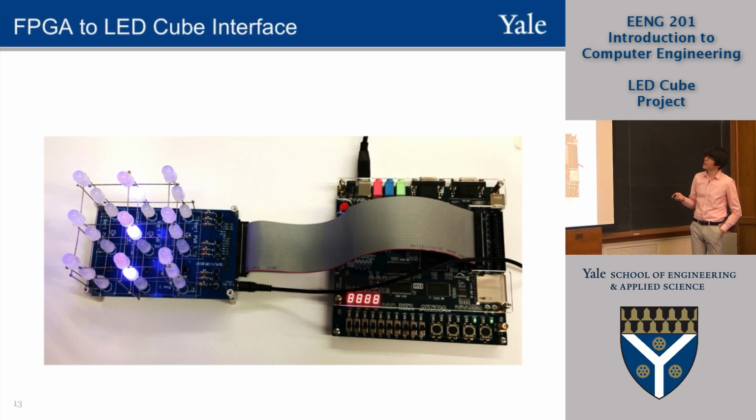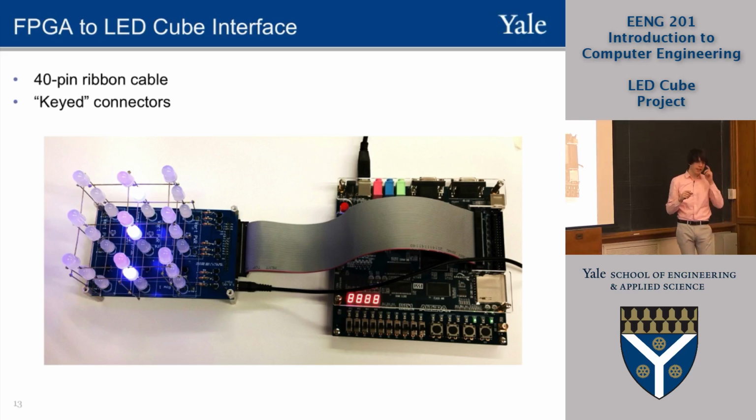to the FPGA via the 40-pin ribbon cable, and the ribbon cable has what's called keyed connectors. Basically, the connector is designed such that you can only put it in one way. You can't put it in backwards. There's a little notch on the side of the connector. So a keyed connector means there's a key, or a special side to the connector, to make sure that it only goes in one way. So there's no way to put it in backwards.